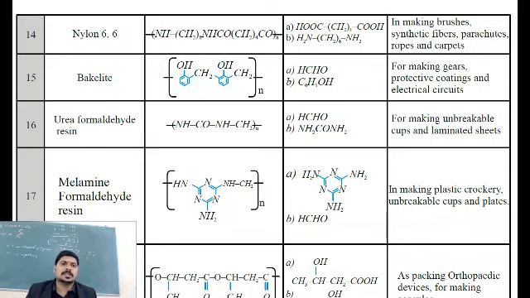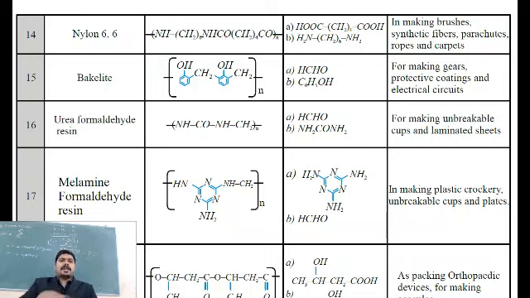amide linkage, and which is going to form a polymer called nylon 6,6. It is going to be called as nylon 6,6. So that is what we are going to have, polyamide. It comes under copolymer, and it is going to be a polyamide linkage, and it is going to be useful for brushes, synthetic fibers, parachutes, ropes and carpets.